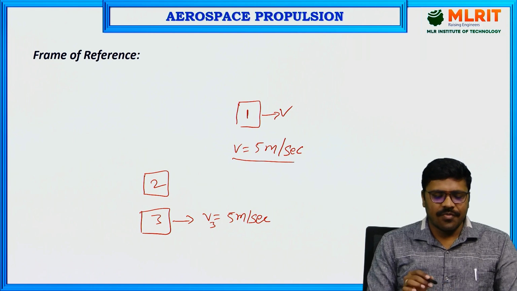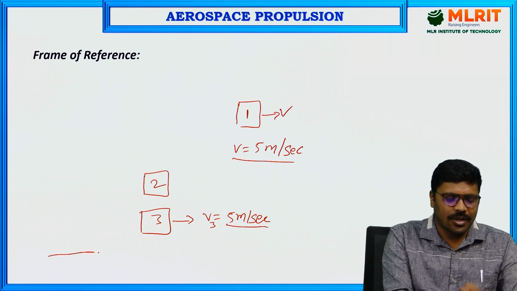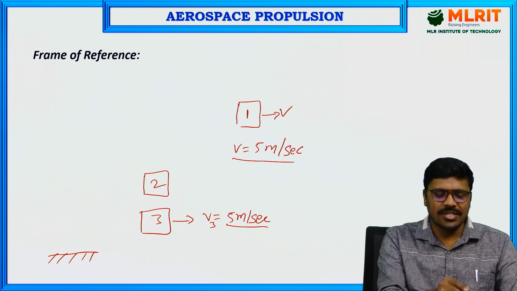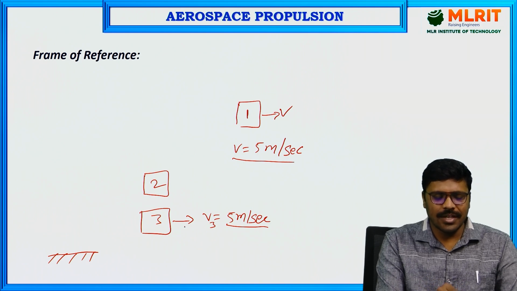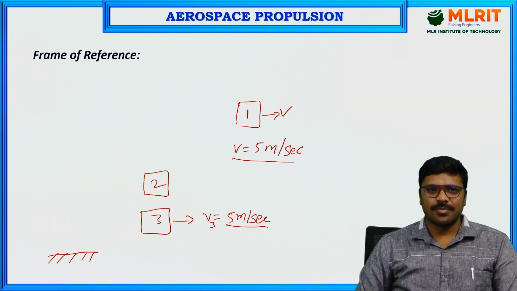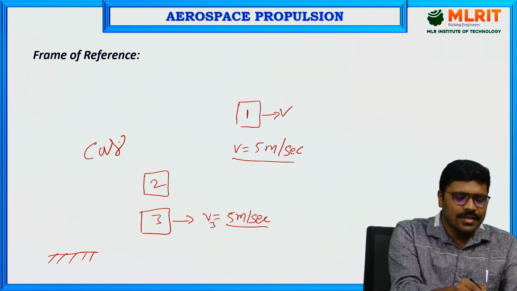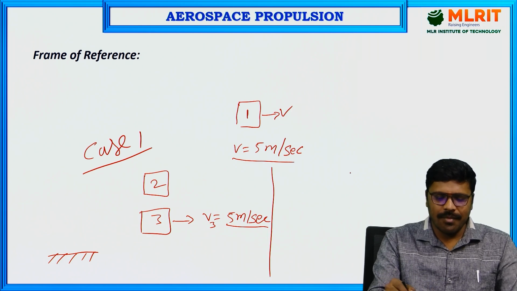Now if I want to calculate the velocity of body 3, that is 5 meters per second with respect to the stationary system, that is the ground. And with respect to body 2, which is stationary, just standing in one place, the velocity of body 3 with respect to 2 is also 5 meters per second. This is case 1. Now I am going to take another case, case 2.